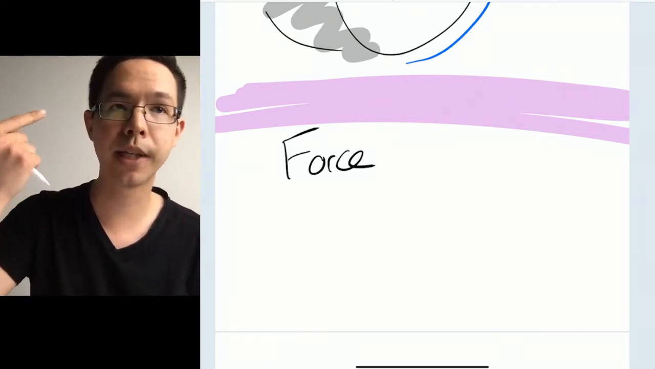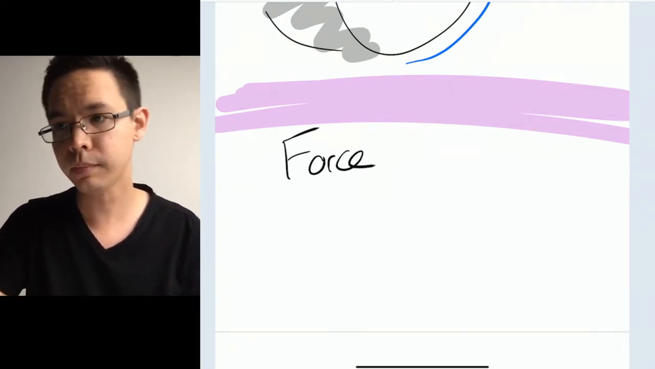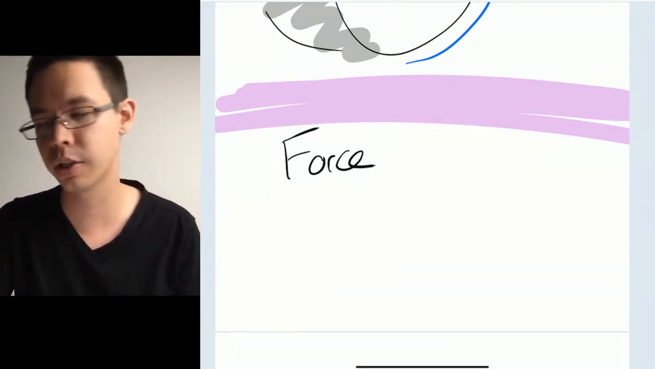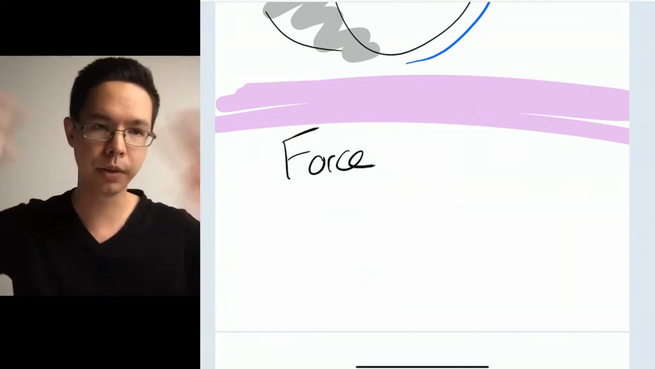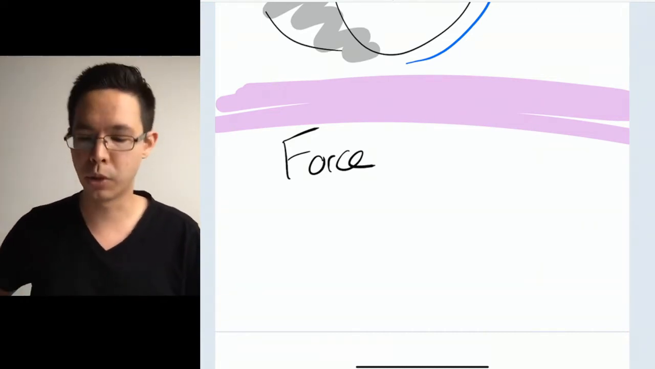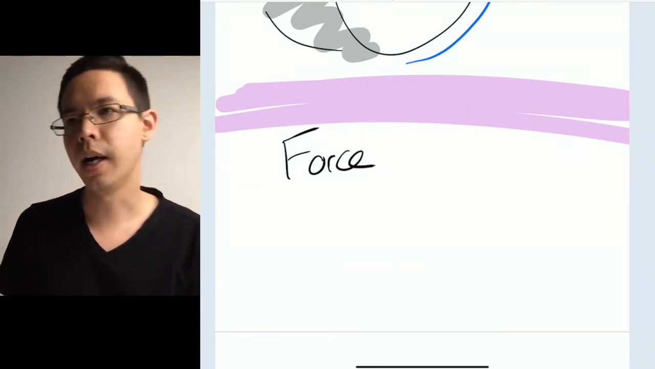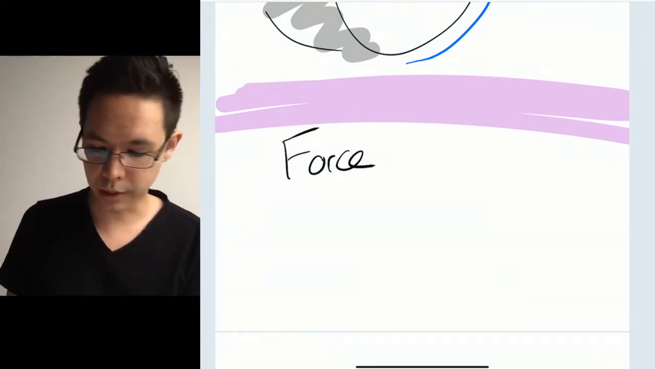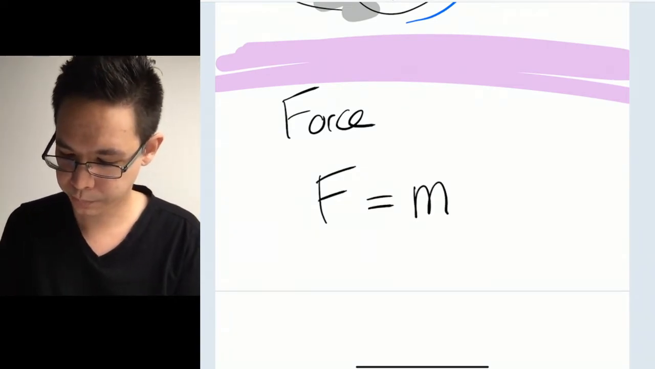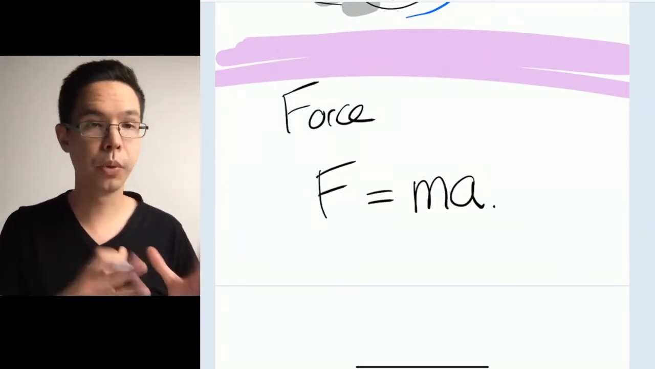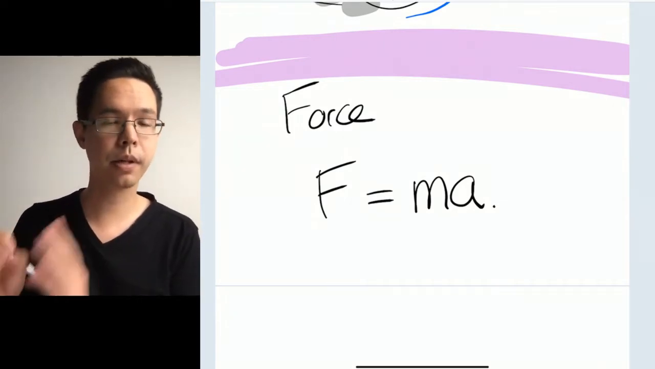So it can make things accelerate in the direction of the force. It can make objects decelerate or slow down if the force is acting in the opposite direction, or it could change the object's shape. So if you imagine a car crash, all the metal basically changes shape and absorbs that energy. Force can also be described mathematically using this equation: force is equal to the mass times acceleration.